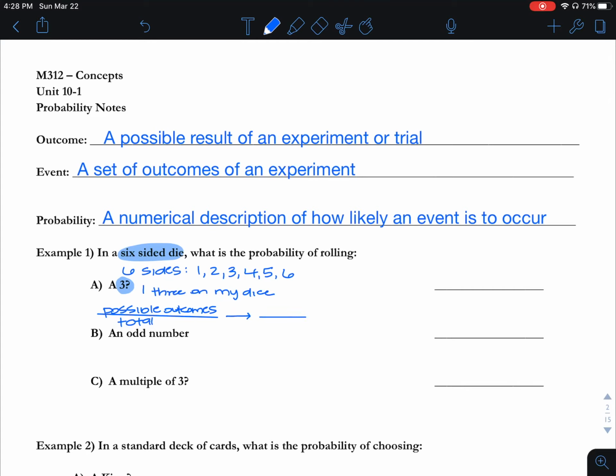Okay, let's talk about the total. Well, I have 6 sides, I have 6 numbers, so my total is actually 6. What goes on top is what I'm trying to find, the possible outcomes. What I'm looking for is a 3. Well, I just made note that there is only 1 3 within my deck, so 1 goes on top.